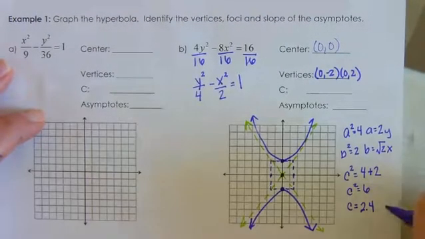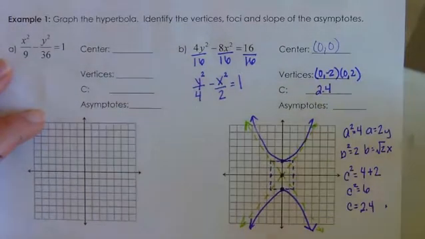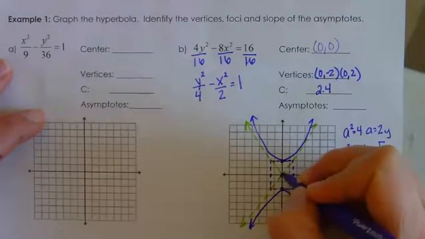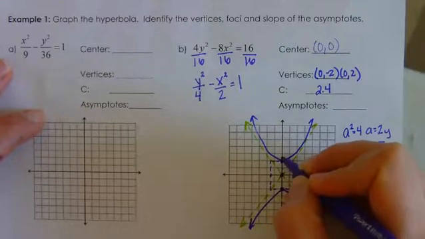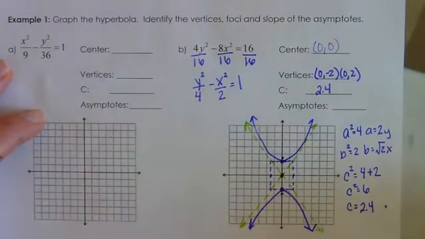My C value, we already did the work. We already saw that that was 2.4. So let's go ahead and sketch those points on our graph. Remember, that's coming from the center. So up 2.4, just barely over the vertex on either side.